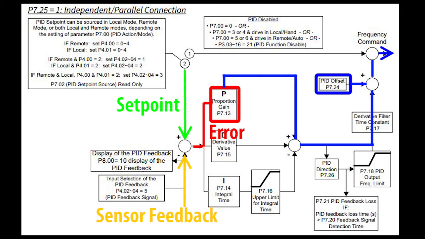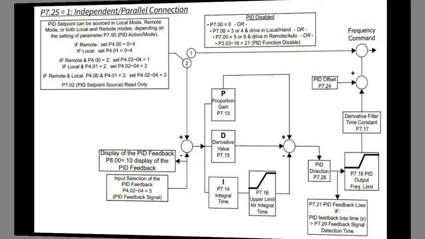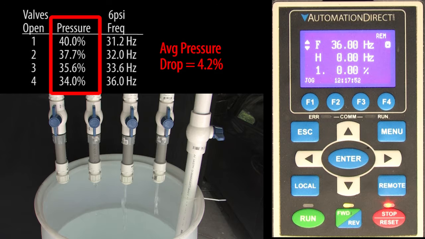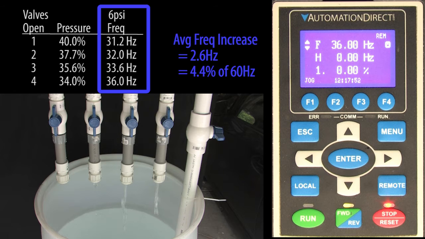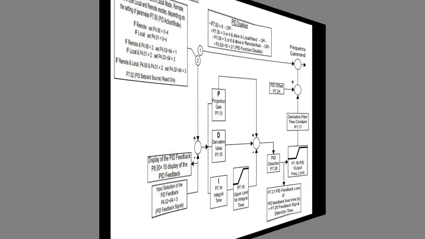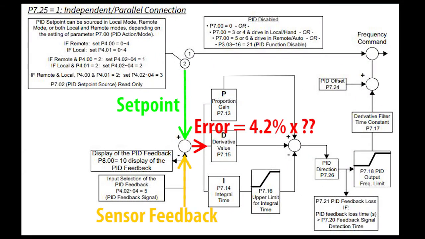So how do we figure out how big P should be? Well, we know from the first video that on average, the pressure drop between valve openings was about 4.2%, and the corresponding frequency increase we needed to overcome that was about 4.4% on average. So, what do we need to multiply this pressure drop by to get this increase in speed? Well, it's 1.05. That's P. It just scales this difference to give us the additional frequency we need to maintain the pressure.